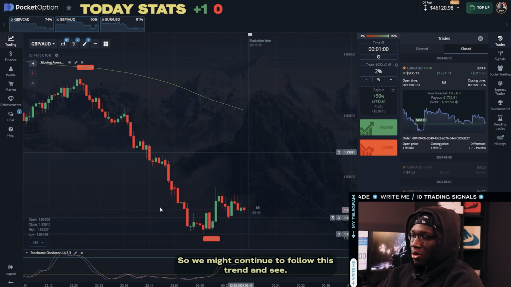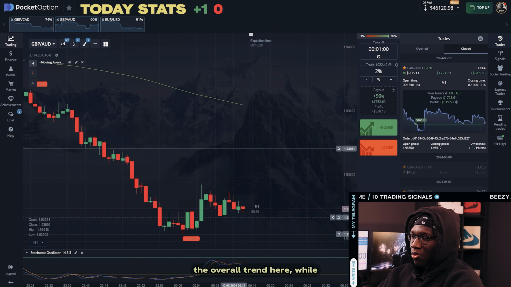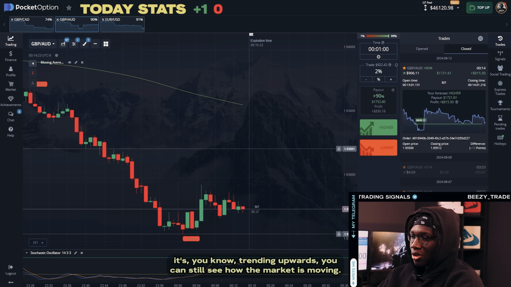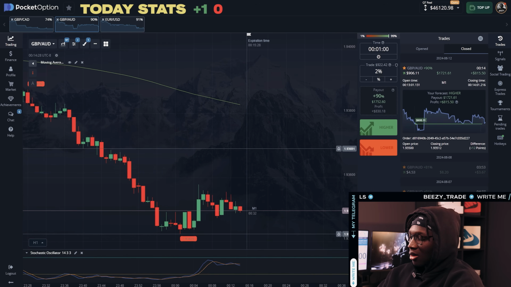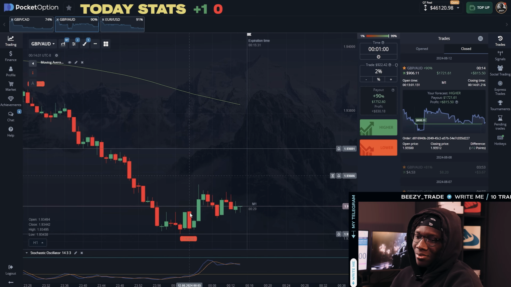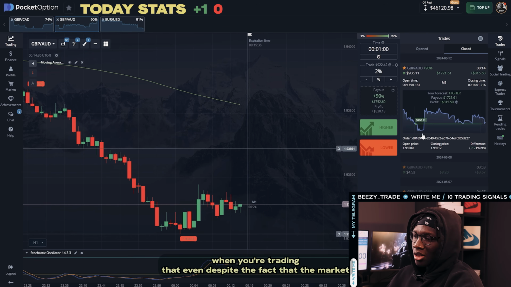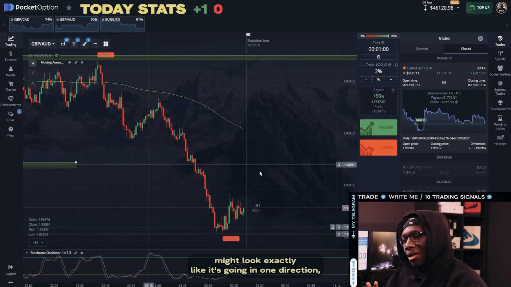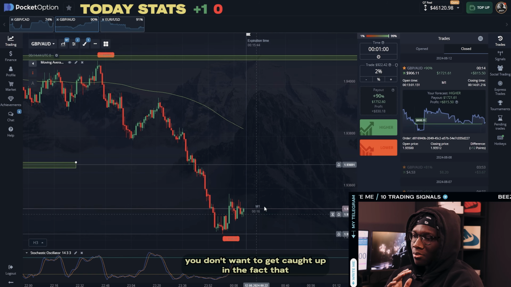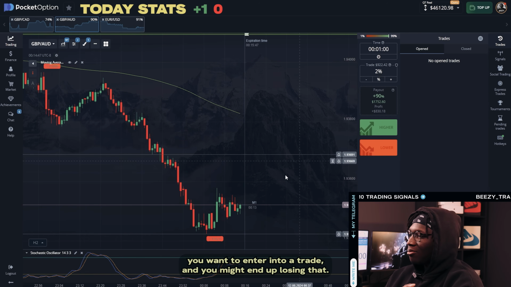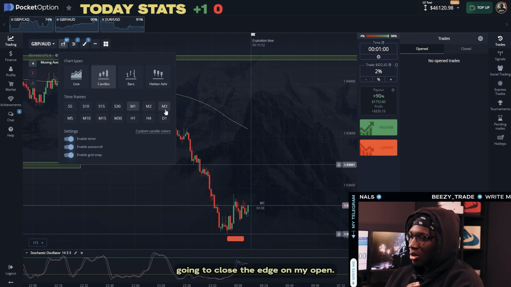So we might continue to follow this trend and see, but we can see that the overall trend here, while it's trending upwards, you can still see how the market is moving, and that's a very good thing that you have to keep in mind. That's a good thing you have to keep in mind every time when you're trading, that even despite the fact that the market might look exactly like it's going in one direction, you don't want to get caught up in the fact that you want to enter into a trade and you might end up losing that. So that's a nice little start for us. I'm going to close that, show my open.